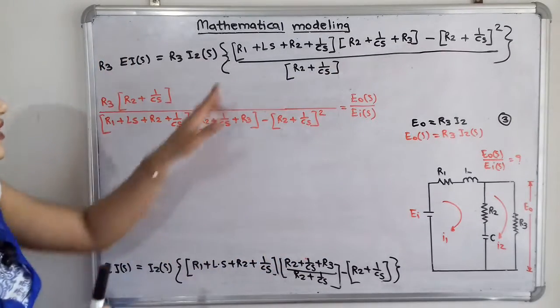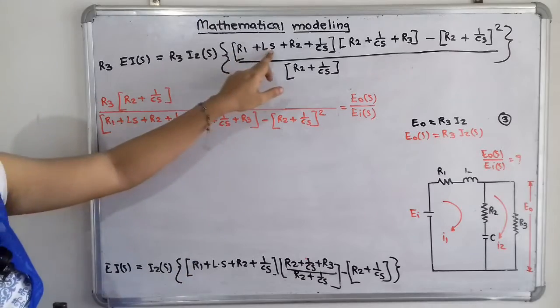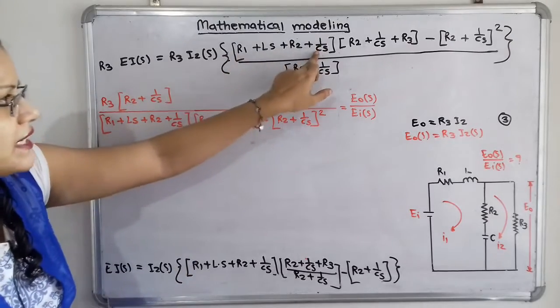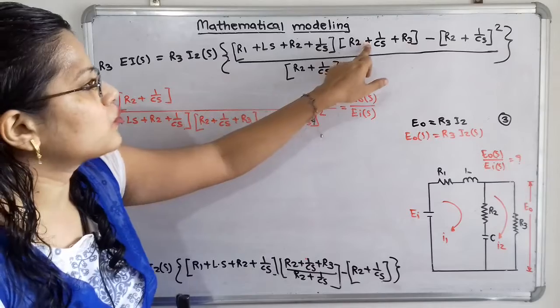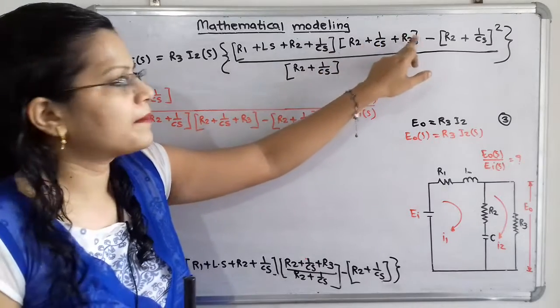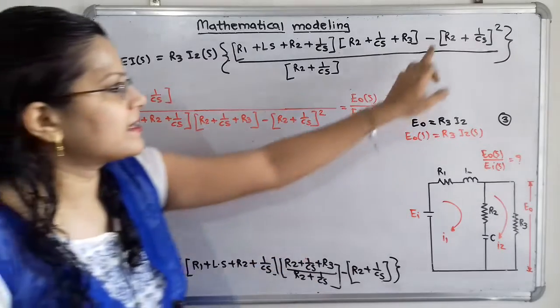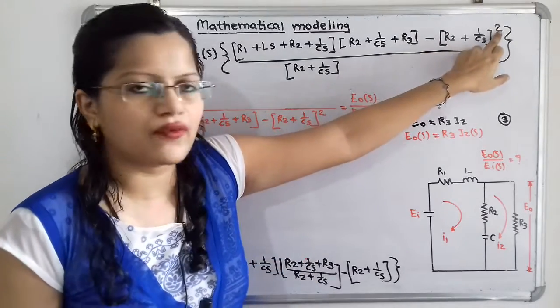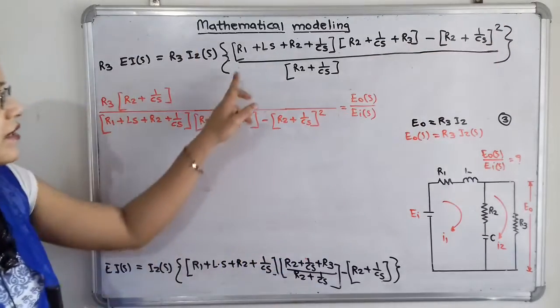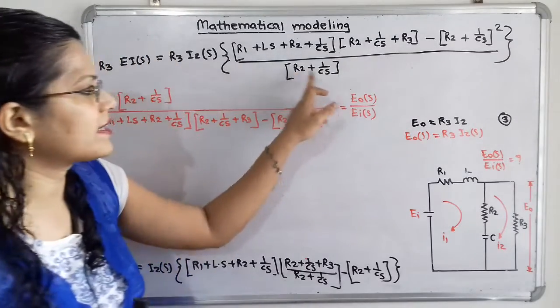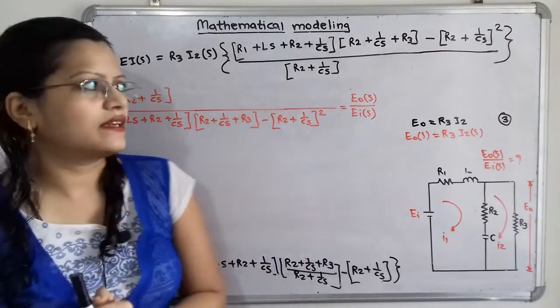So how is this equation? That is R1 plus Ls plus R2 plus 1 by Cs. In the second bracket, R2 plus 1 by Cs plus R3, minus. Now these two terms are the same, so I can write here (R2 plus 1 by Cs) squared and the bracket is complete. And for the whole expression we will take a common denominator.